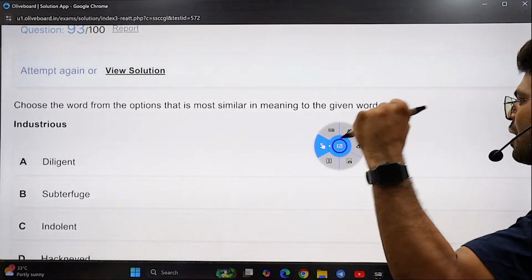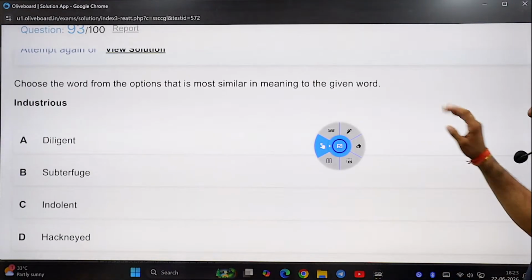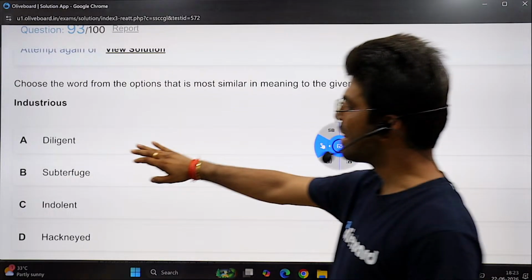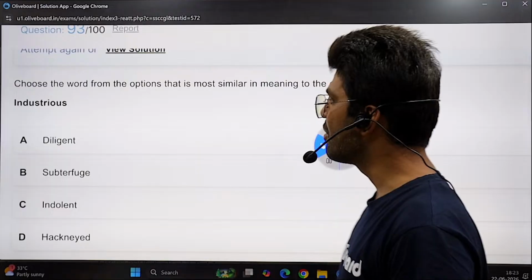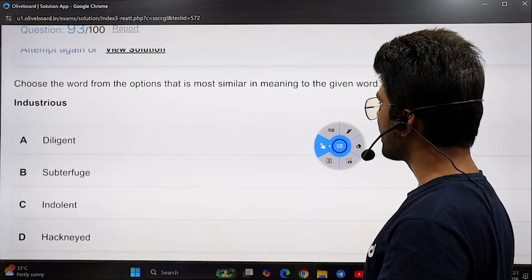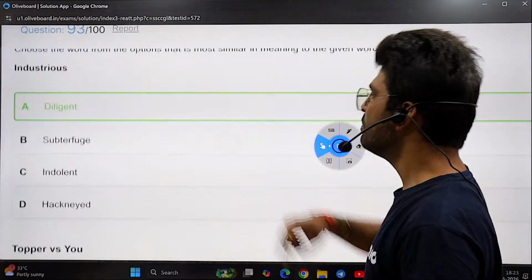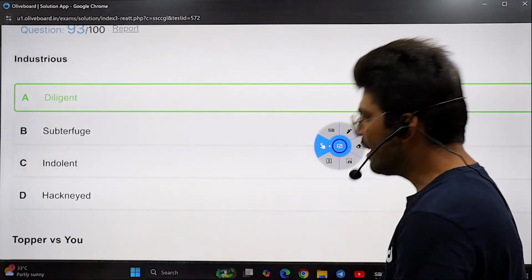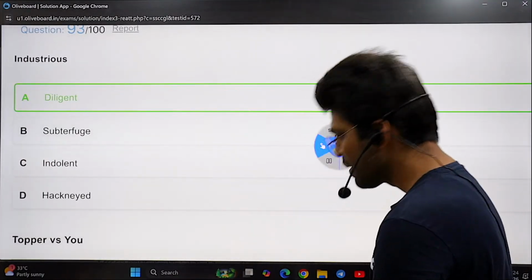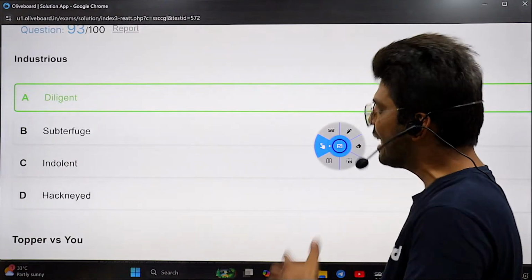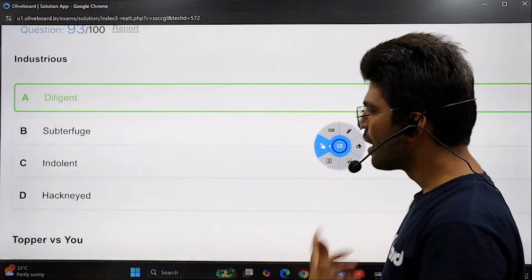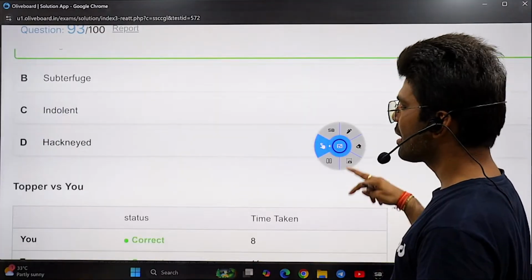Industrious is hardworking. I don't remember the meaning of this. I have come across it, but not that often, so I don't remember. We'll check live. Diligent is hardworking, so they are synonymous. Answer. I probably answered this in five to seven seconds. Indolent is lazy, not the answer. Opposite. Hackneyed, cliche, repetition, having nothing new, is a negative word. Let's check that.